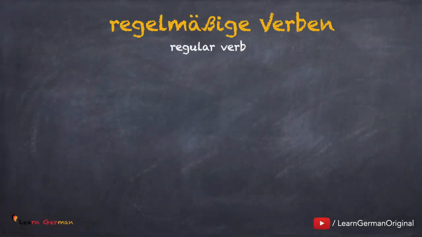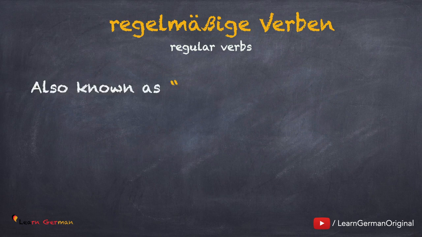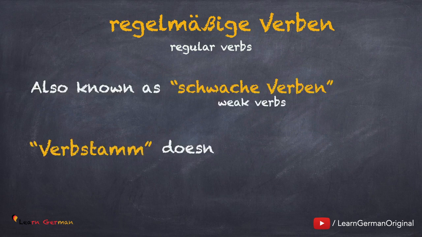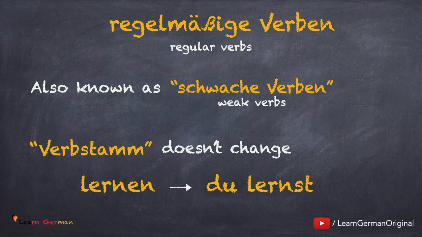Regelmäßige Verben. These verbs are also known as schwache Verben. Here we just take the stem of the verb, or the Verbstamm, and add an ending to it according to the subject in the sentence. In these verbs, the stem of the verb doesn't change at all. For example, lernen. The Verbstamm is lern and the ending of the infinitive verb is en.